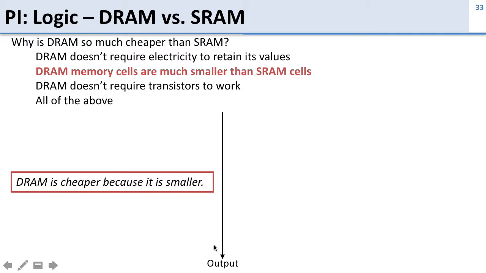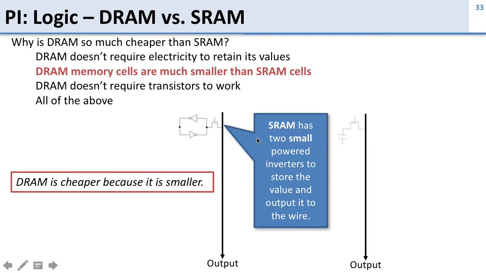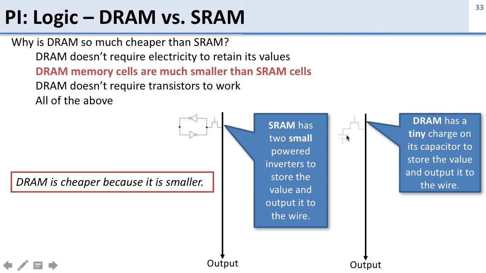So DRAM is smaller because it's cheaper. Here's the output we're going to have from our memory. And in SRAM, remember we have these back-to-back inverters, which are going to store the value in them by inverting it around in a loop. In DRAM, however, we have the same output, we just have one capacitor. And so if you compare them, SRAM needs to have two small inverters for each one of its bits, whereas DRAM just needs a tiny little capacitor for each bit.